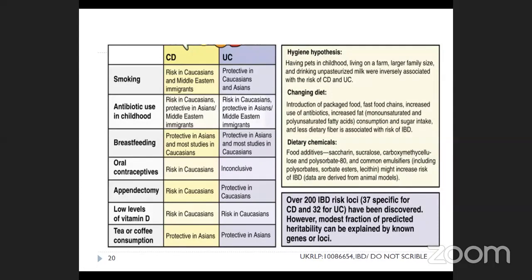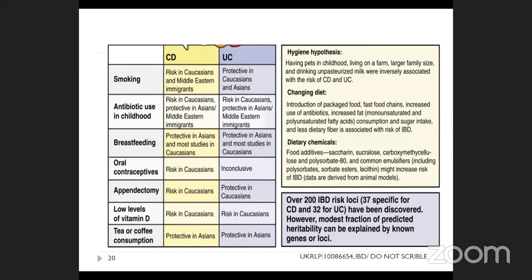Hygiene hypothesis, as I said: unpasteurized milk, living on a farm, and large family size in childhood are protective against these inflammatory bowel diseases. Changing bowel habits, like packaged food, fast foods, increased use of antibiotics, and an increased amount of fat, especially monounsaturated and polyunsaturated fatty acid consumption, are risks. An increased intake of sugar causes inflammatory bowel diseases, and additives are also proved to be a trigger for inflammatory bowel diseases.